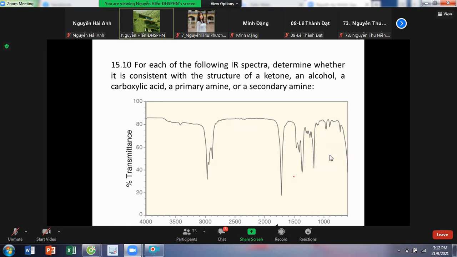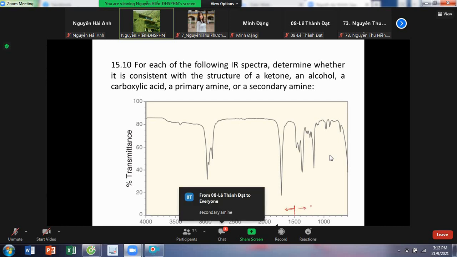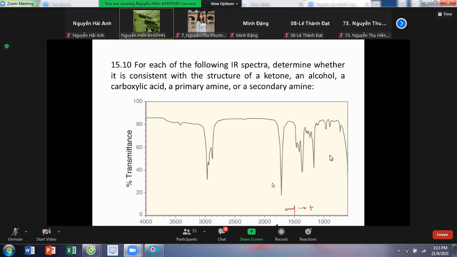If you remember, we care about the regions on the left of 1500. The right is the fingerprint region with a lot of signals. Secondary amines, yes, maybe. If it is a secondary amine, then you should see just one signal at about 3000.